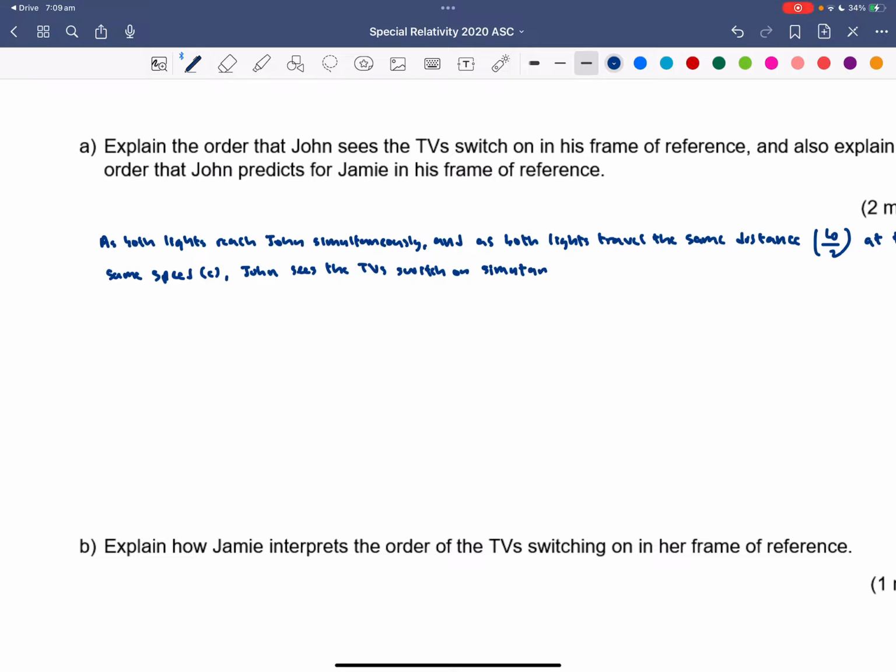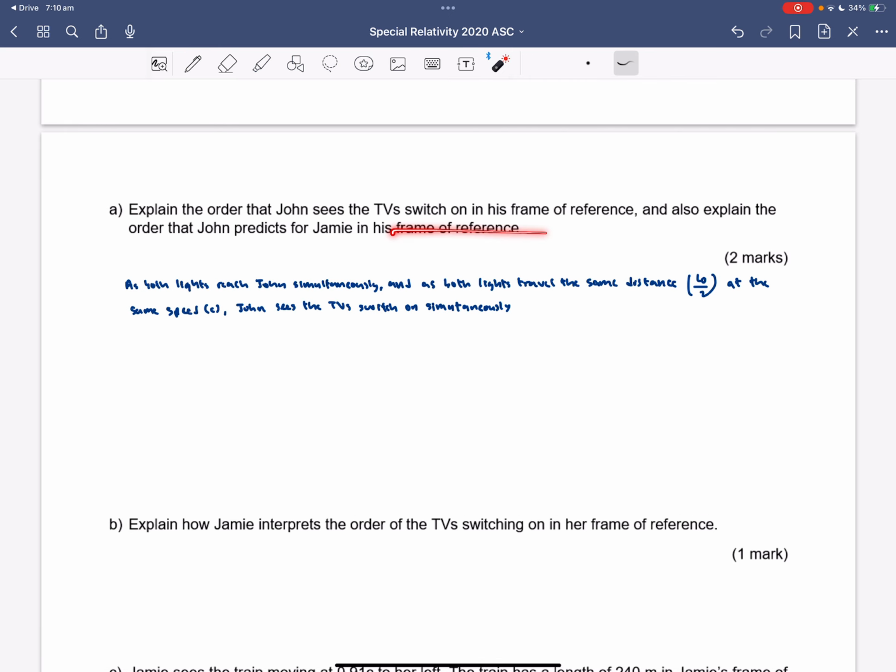And that's what simultaneity is. If there is a spatial separation between two or more events, then different observers in different reference frames will very likely disagree on the order of events. Okay, so John sees the TVs turn on simultaneously. Cool, so that's the first part. Now, explain the order John sees the TVs, and also explain the order John predicts for Jamie in his frame of reference.